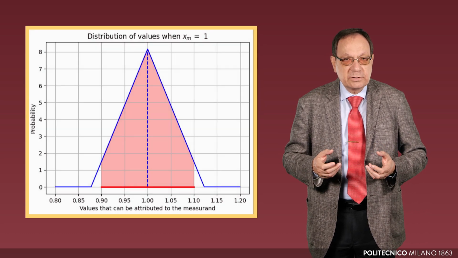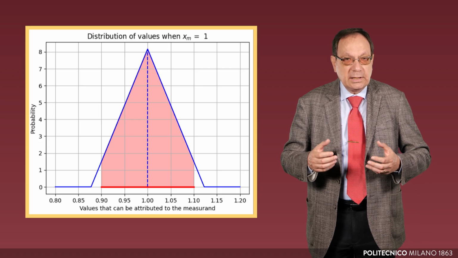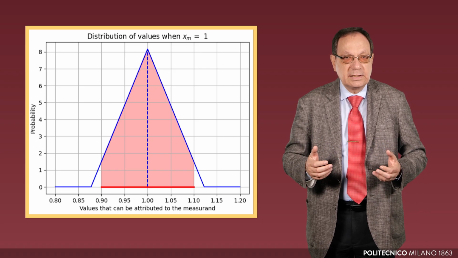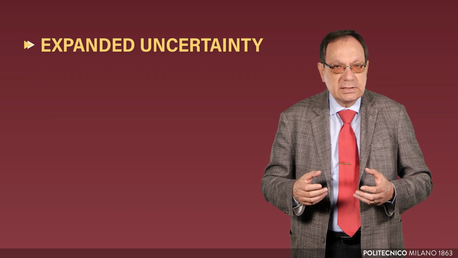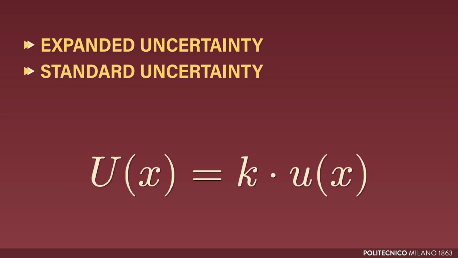Obviously, also for this interval, the coverage probability depends strongly on the probability density function considered. In fact, if we consider a triangular function like the one shown in the figure, for the same interval and standard uncertainty, the coverage probability is 96.64%. In general, the expanded uncertainty capital U is obtained, as you can see here, by multiplying the standard uncertainty small u by a numerical factor which the GAM refers to as the coverage factor.